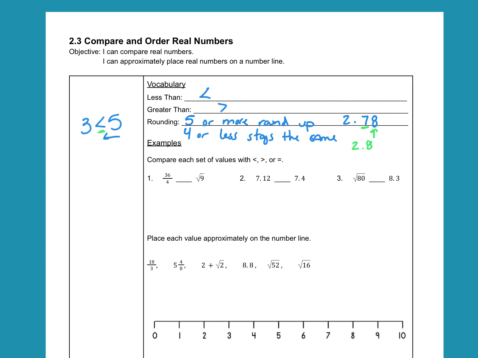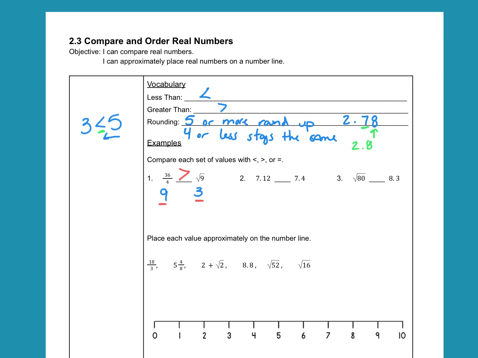Or whole numbers. Like this one, for example, 36/4 as a fraction, that's confusing, but if I think about it as a division problem, 36 divided by 4 is actually just 9. So we can simplify that a lot. And at first glance, we might say equal, but this says the square root of 9. And the square root of 9 means what times itself is 9. 3 times 3 is 9. So the square root of 9 is 3. So now we're really comparing 9 to 3. And 9 is greater than 3. So 36 over 4 is greater than the square root of 9. So once we put these in the same format, which in this case happens to be whole numbers, it made it a lot easier to compare.